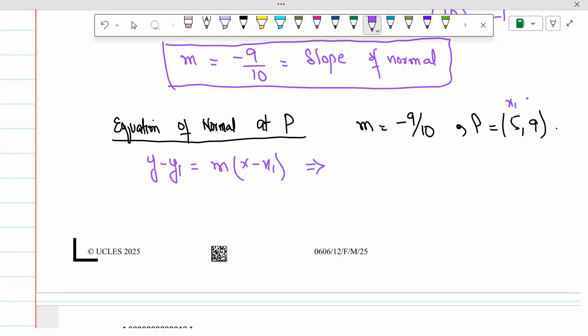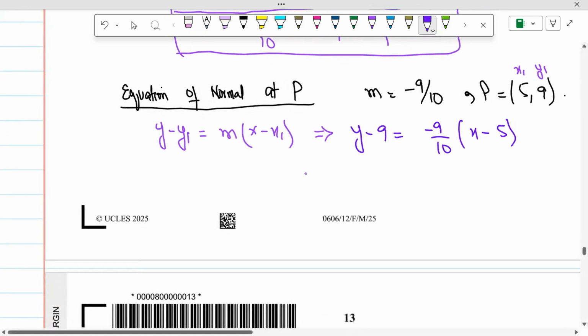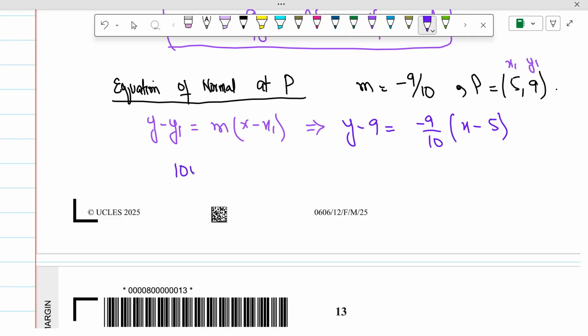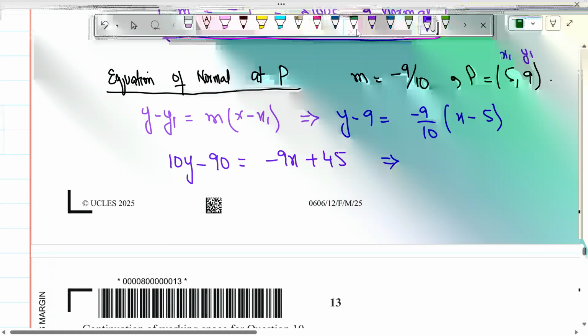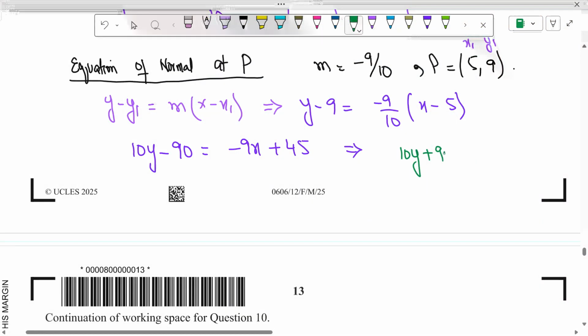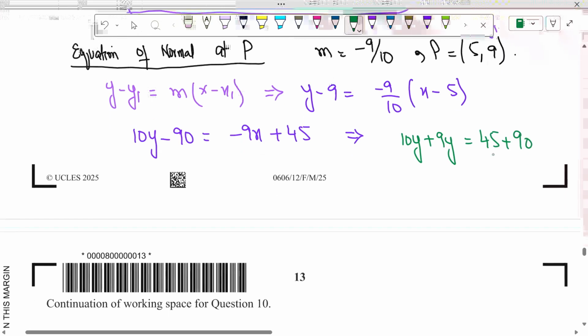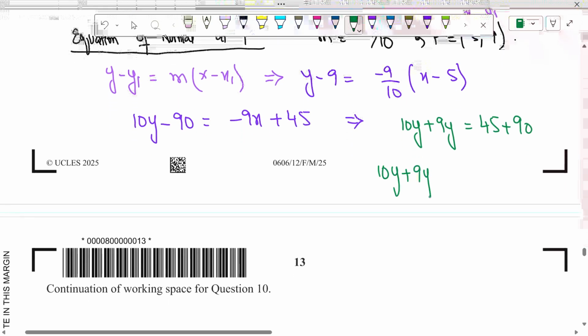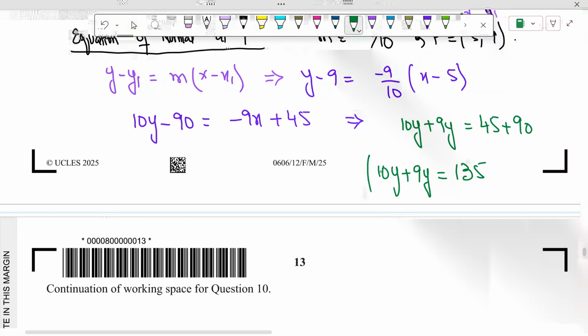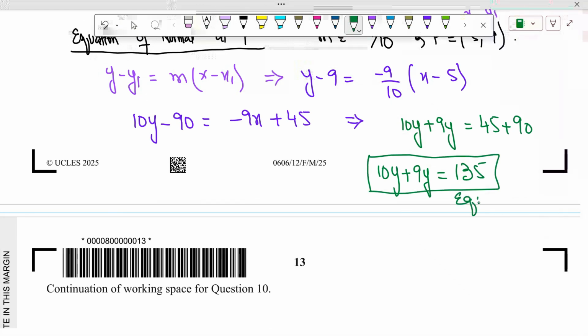So this one is x1, this one is y1. So y minus y1 means y minus 9, which is equal to the slope, negative 9 over 10, times x minus x1, which means x minus 5. By cross multiplying, we will have 10y minus 90 equals negative 9x plus 45. Further solving, we will have 9x plus 10y equals 45 plus 90, so 9x plus 10y equals 135. So this one is the equation of the normal.